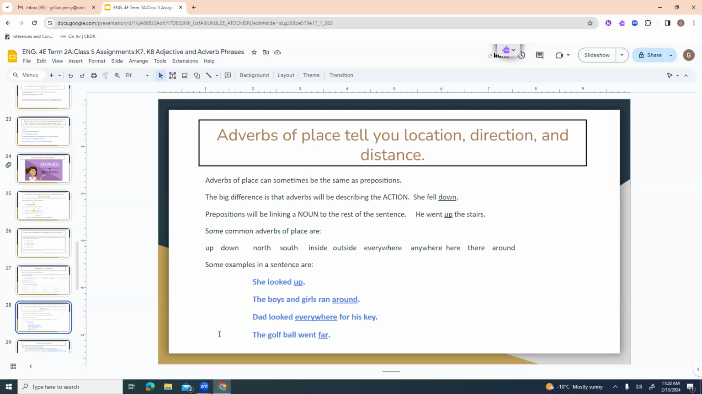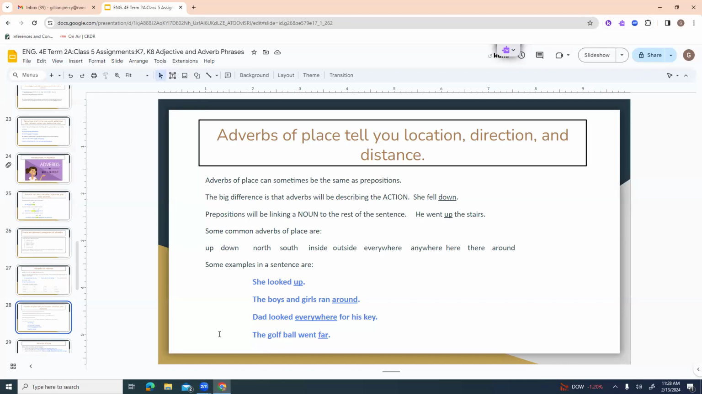So if it's an adverb, like she fell down, down is clearly describing where she fell. Whereas if I said he went up the stairs, in that case, up is connecting the words the stairs to the rest of the sentence. So that part is a little tiny bit confusing. It's useful to know though at the time that there's a common confusion between those, okay?